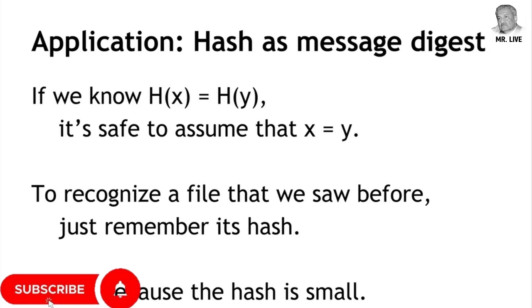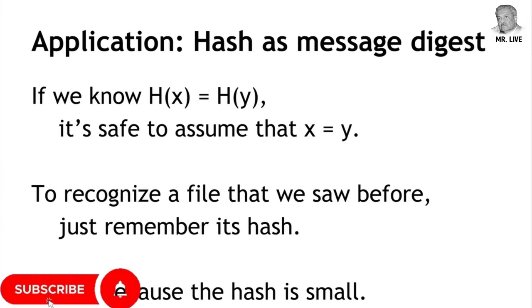If we can assume that we have a hash function that is collision-free, then we can use that hash function as a message digest. And what I mean by that is the following: if we know that x and y have the same hash, then it's safe to assume that x and y are the same. Because if someone knew an x and y that were different that had the same hash, of course that would be a collision. Since there's not a collision that we know of, then knowing the hashes are the same, we can assume that the values are the same. And this lets us use the hash as a kind of message digest.